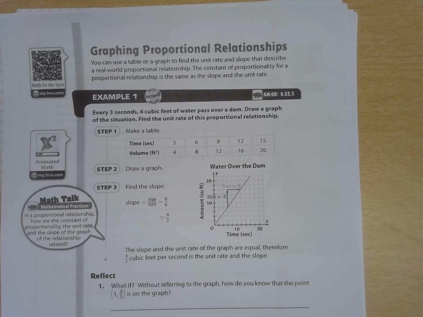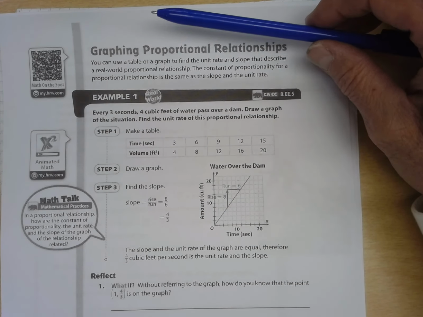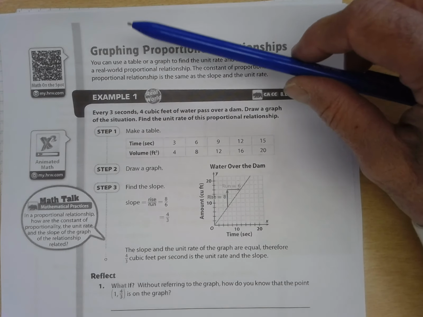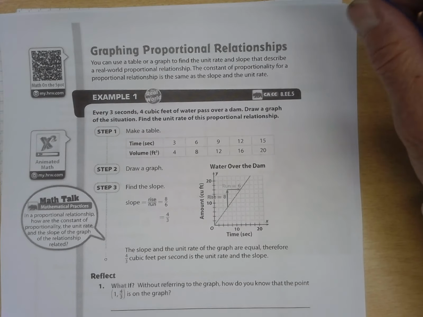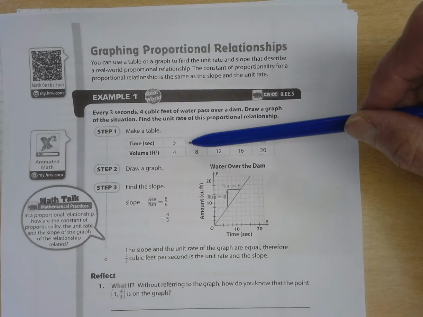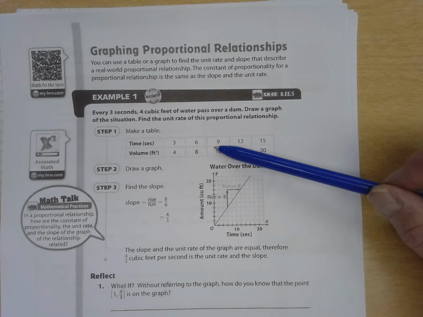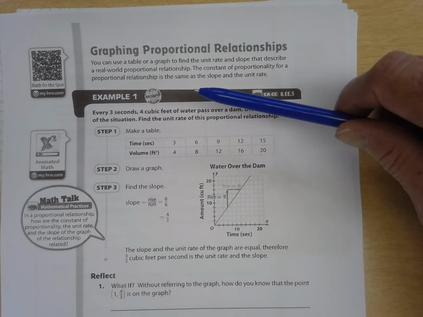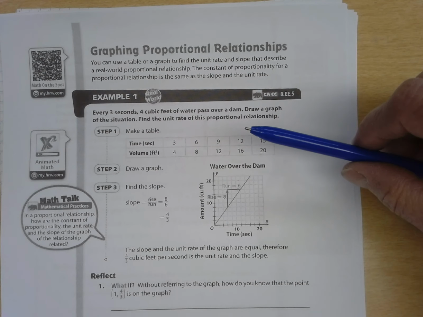So here's the example. Every 3 seconds, 4 cubic feet of water pass over a dam. Draw a graph of the situation. Find the unit rate of this proportional relationship. So every 3 seconds, 4 cubic feet. 6 seconds, 8 cubic feet. 9 seconds, 12 cubic feet. 12 seconds, 16 cubic feet. And 15 seconds, 20 cubic feet.